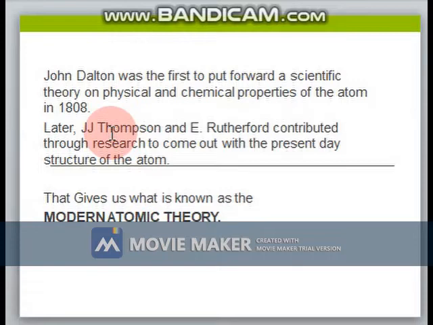John Dalton was the first to put forward a scientific theory on the physical and chemical properties of the atom in 1808. Later, J.J. Thomson and E. Rutherford contributed through research to come out with the present-day structure of the atom. And that is what gives us what is known as the modern atomic theory.